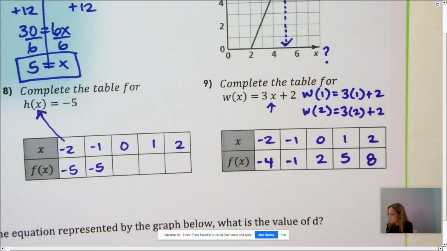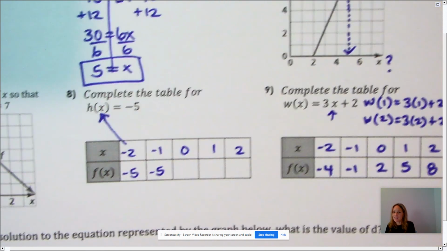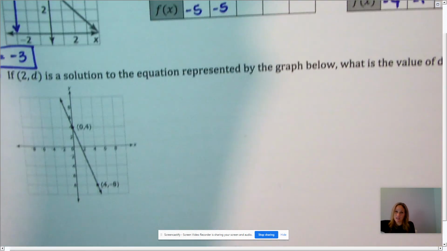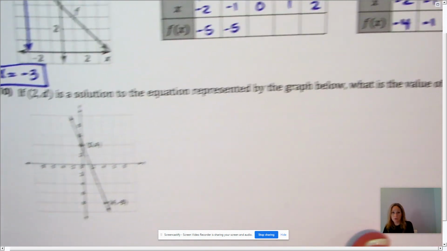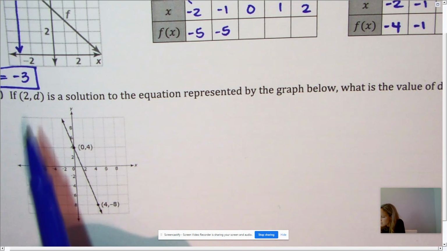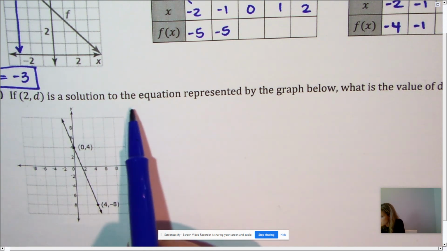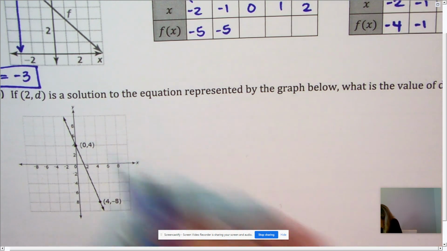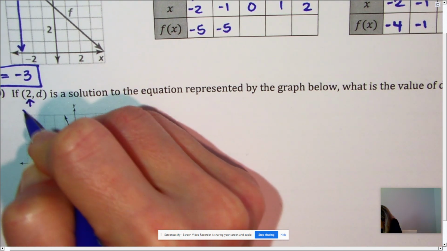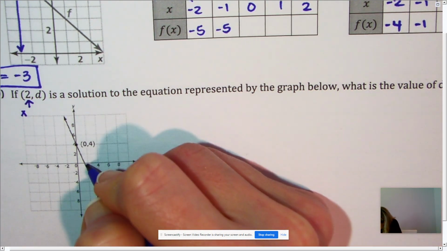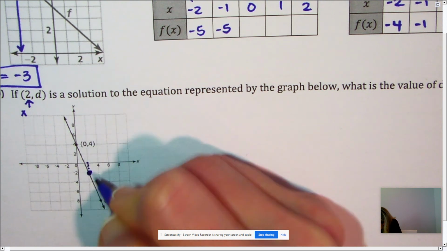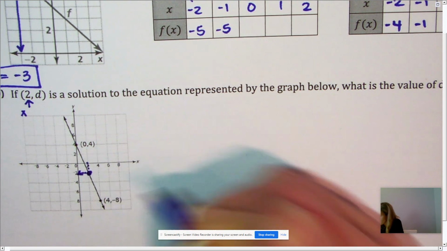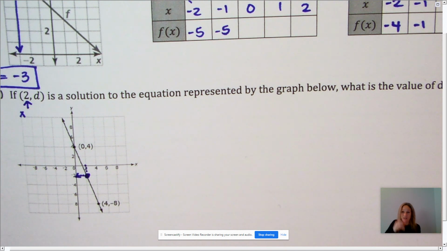Okay. Last problem is an even problem. So you guys are going to do this one on your own. But just a hint, this says, if 2D is a solution to the equation represented by the graph below, what is the value of D? Well, you're going to look for when x equals 2, what is the value of the function? So what is the y value? Okay, so that's what you guys are going to answer. I'm not going to tell you, but hopefully that should be a good hint to get you guys started.